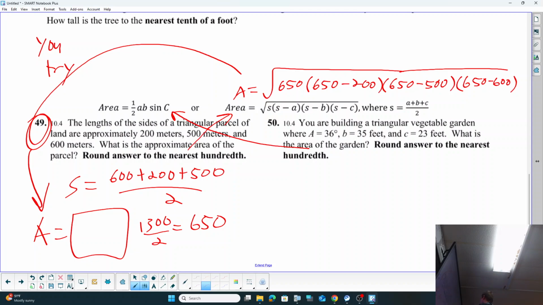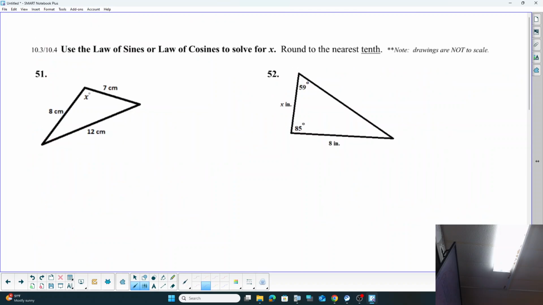This one, of course, is side, angle, side. So that means you can just do 1/2 times 35 times 23 times sine of the angle, 36. Plug it into your calculator.